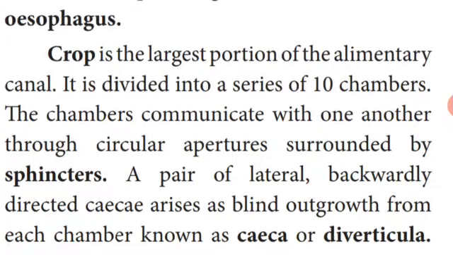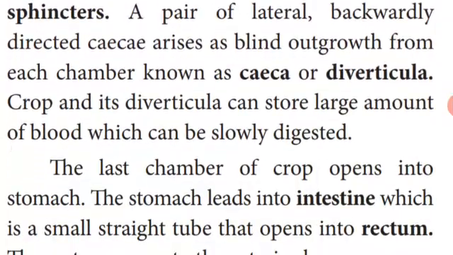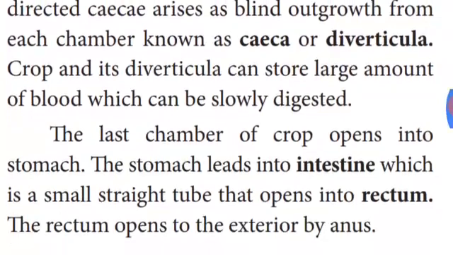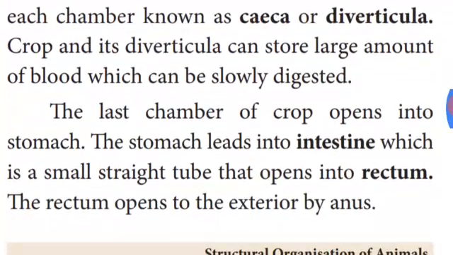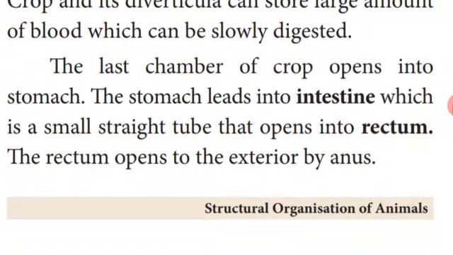So the crop and its diverticula can store a large amount of blood, which can be slowly digested. The crop acts as a blood storage organ of the leech. The last chamber of the crop opens into the stomach, which is present in the 19th segment.